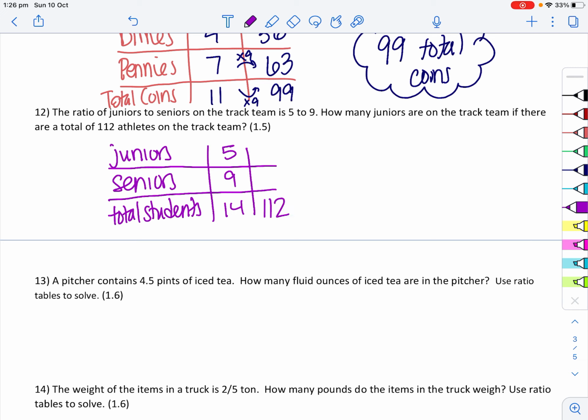So I'm going to use my multiplication chart again. 112 and 14 is going to be times 8. So times 8, so 40 and 72. It says how many juniors are on the track team? There are 40 juniors.